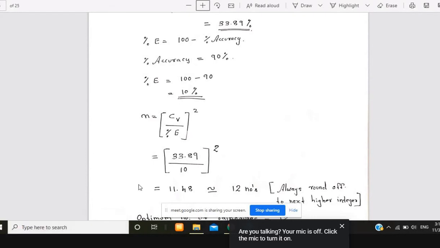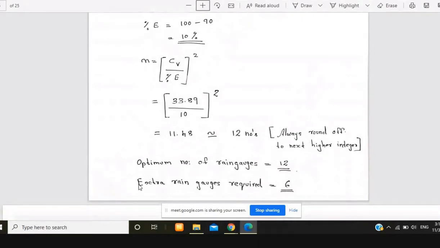So here the question is, what is the extra number of rain gauges you are asked to add? What is the extra number? Optimum number is 12 number of rain gauges, but the question is, what is the extra number of rain gauges you have to add so that you will obtain 90 percentage level of accuracy? So already in the catchment area we have 6 rain gauges. So 6 additional, if you are adding, you will obtain 12 number of rain gauges. That is optimum number of rain gauges, that level is satisfied.